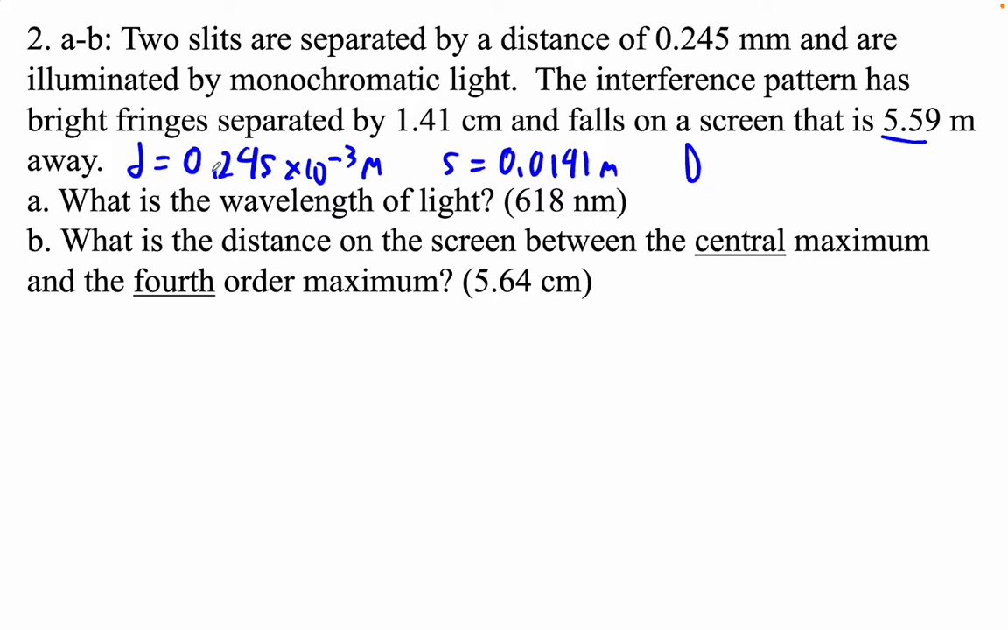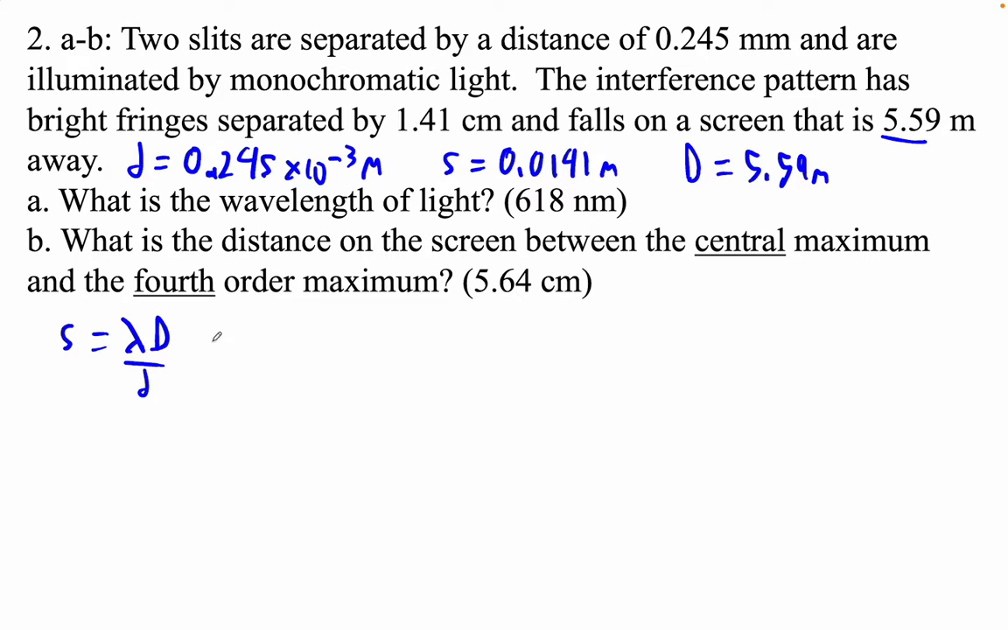Little d is the distance between the slits, right? Okay. Big D is the distance to the screen. It's a big distance. It's a big D for a big distance. Okay, so what's the wavelength of light? So in the data packet, they say s is lambda D over d.